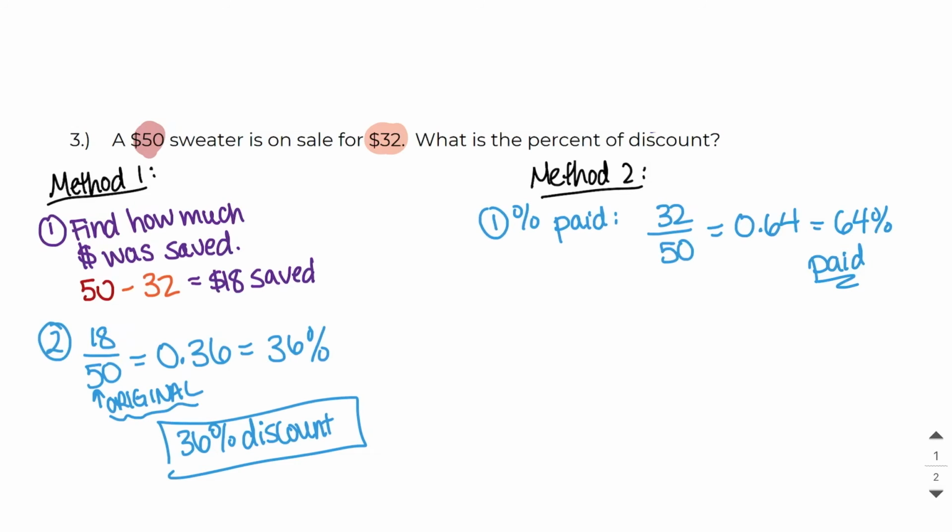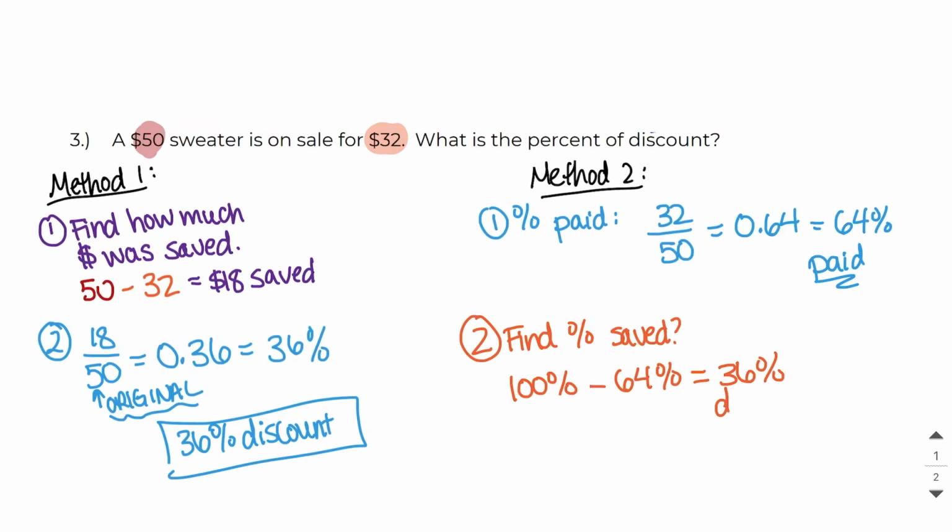What percent did I save? So I'm going to find the percent saved. Well, how do I do that? By taking the full percentage, which is 100%, subtract the percent paid, which is 64%, and then we get 36%. So we know that we have a 36% discount. Okay, either way works. You choose whatever you prefer.